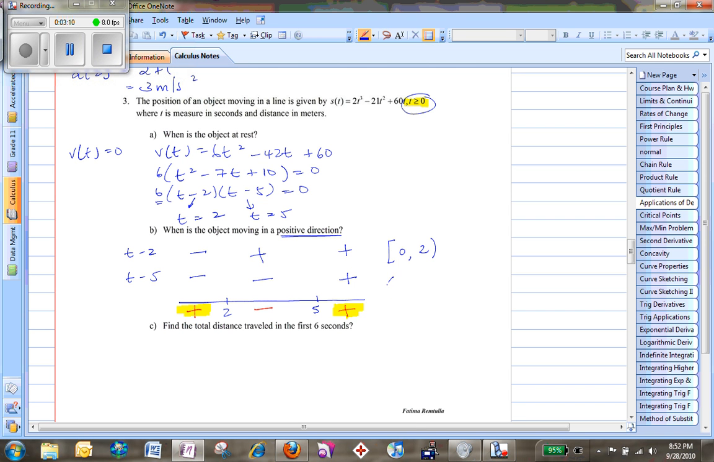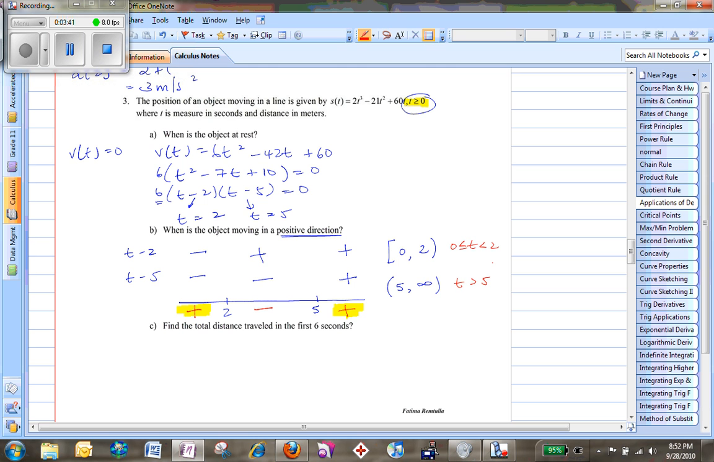And then it's 5 with a round bracket also for the same reason as the 2, comma, all the way to infinity. And because infinity is such a large number and we actually don't know where it ends, you can't contain that either. So that's a round bracket as well. So that's the way to say that it's moving in a positive direction. If you'd like to write it the old school way, you're more than welcome to. That's 0 is less than or equal to t, which is less than 2, and t is greater than 5. That's another way to say it.